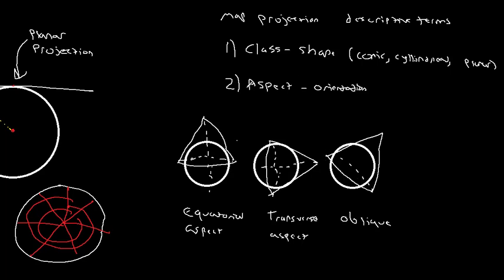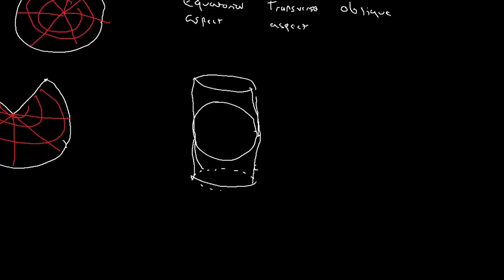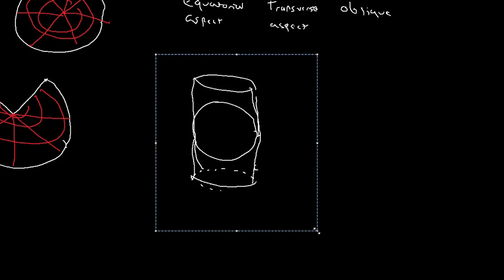So again, aspect is just this idea of orientation. How did we rotate or tilt that developable surface relative to the reference globe? Is it at a 90 degree north-south? Is it a 90 degree east-west? Or is it at some other angle in between? So that's aspect. That's the orientation. Let me delete that really quick.